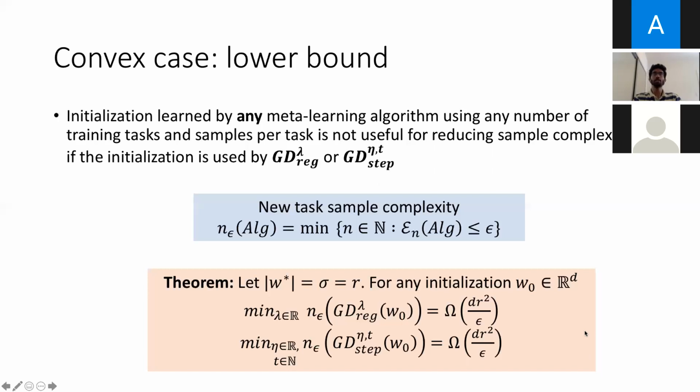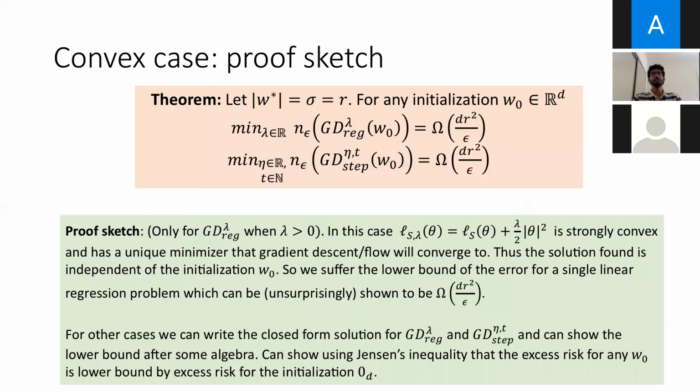And the proof is actually, oh, I'm sorry. Yeah, the proof is not that complicated, and the result is also not that surprising if you think about it for some time. So I'll just give the proof for the case where we use regularized gradient descent with a non-zero lambda. In this case, the objective that you're doing gradient descent over is strongly convex and has a unique minimizer.